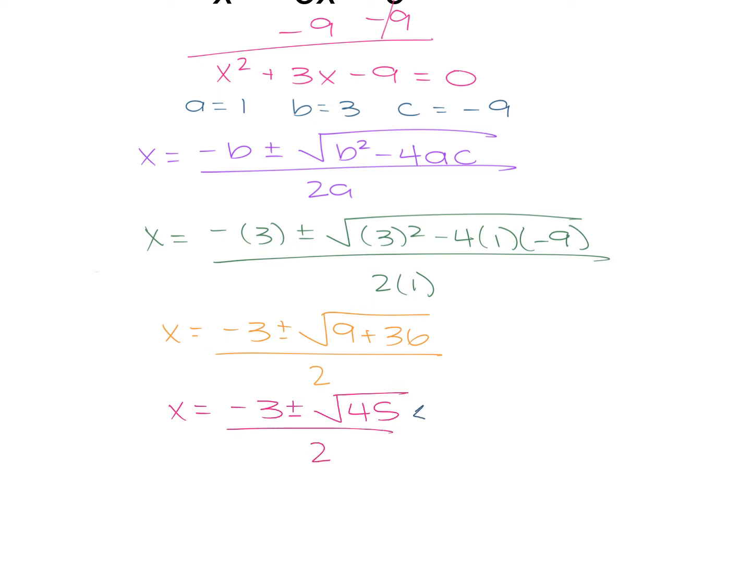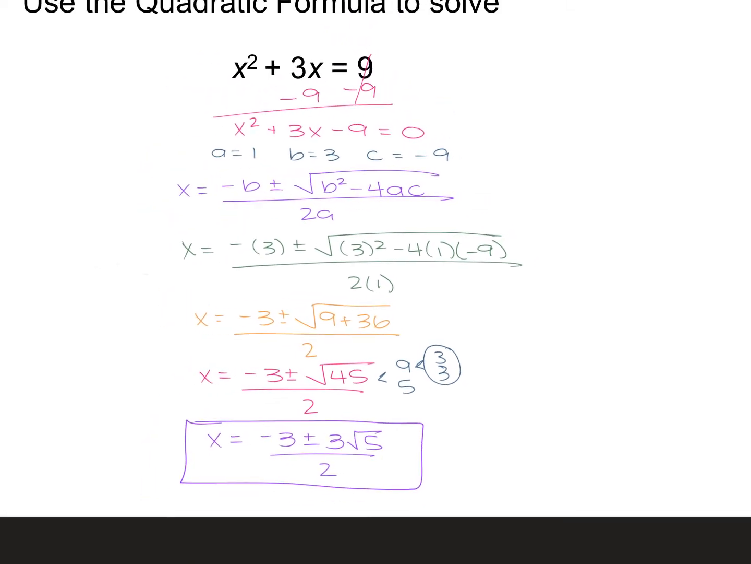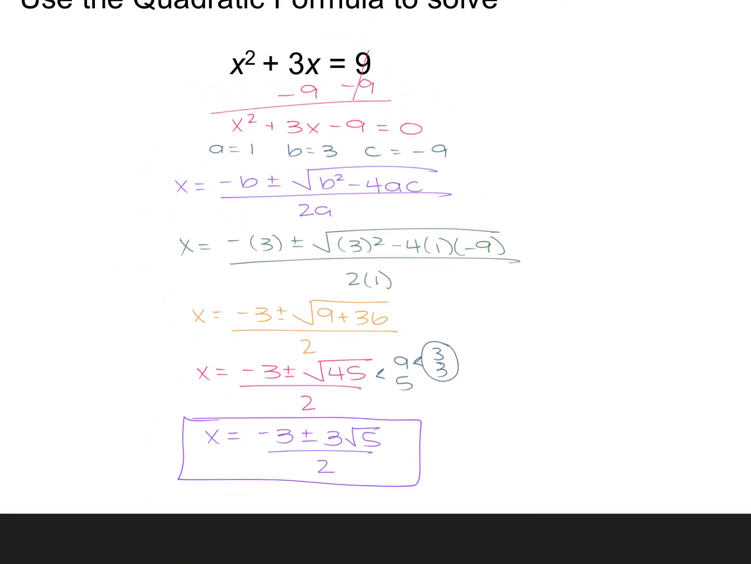That 45 can be factored into 5 times 9, and the 9 is 3 times 3. We have 2 3's, so this simplifies to give us x is equal to negative 3 plus or minus 3 square root 5 all over 2. You cannot simplify this any further because all 3 of those terms, the negative 3, the 3 square root 5, and the 2, do not share a common factor. So simplified, we have this negative 3 plus or minus 3 square root 5 all over 2.